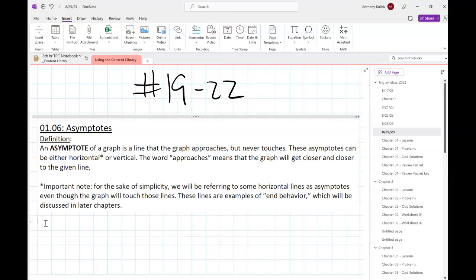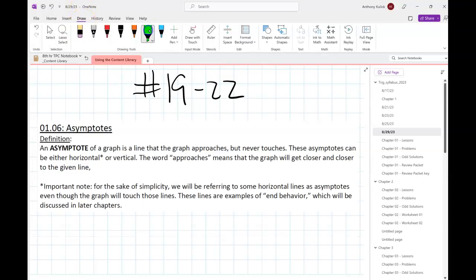Notice that I have this little asterisk next to the horizontal. I have that there because for the sake of simplicity in this course, we're going to still consider things to be horizontal asymptotes, even if the graph touches that line, as long as at the ends, the graph is doing that approach but not touch. But it might cross in the middle, and that's still okay. We'll still call that a horizontal asymptote as far as this class goes. So far, so good? Okay.